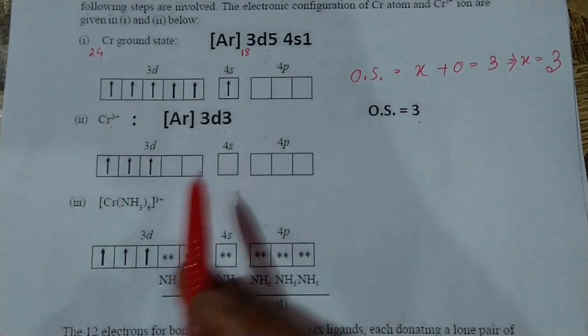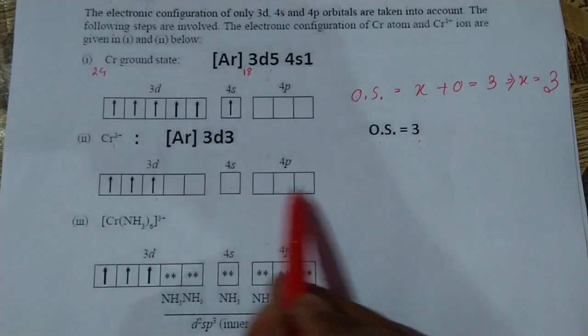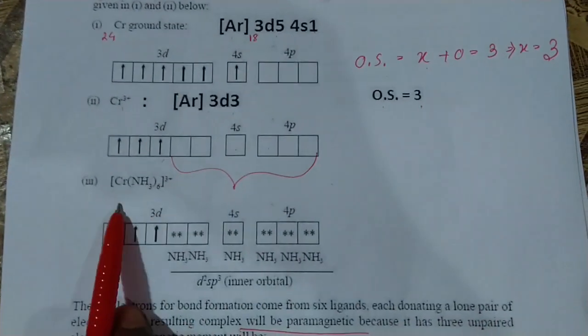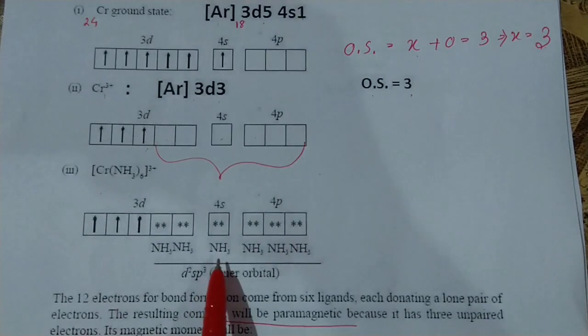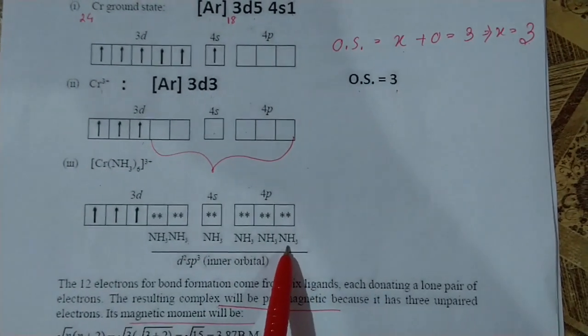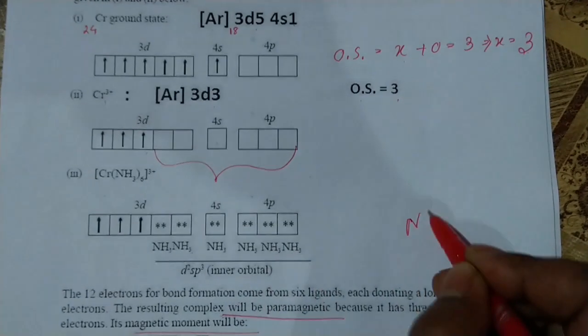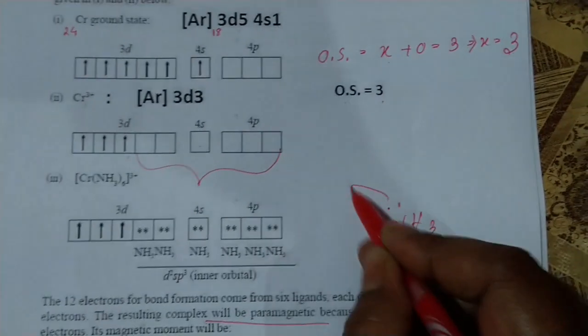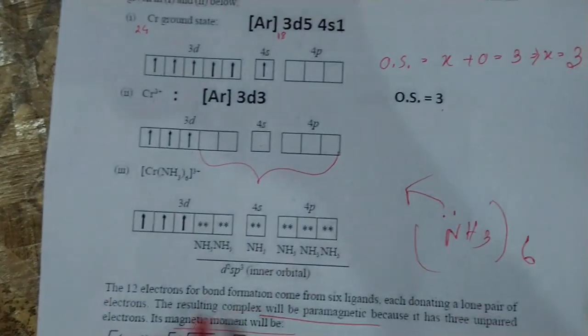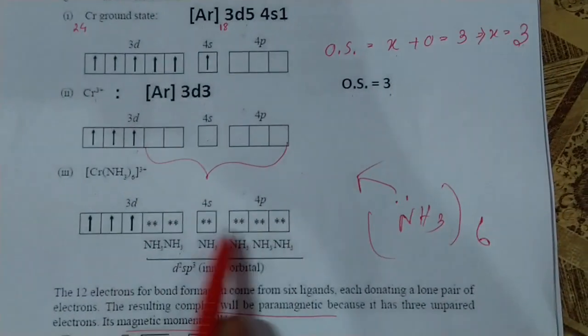So guys, now we can see there are 1, 2, 3, 4, 5, 6. There are 6 empty orbitals. See, these 6 empty orbitals will be filled by the amine. And amine is a monodentate ligand. So since amine is a monodentate ligand, it can donate only 1 pair of electrons. There will be 6 pairs: 1, 2, 3, 4, 5, 6. 6 pairs will be donated.